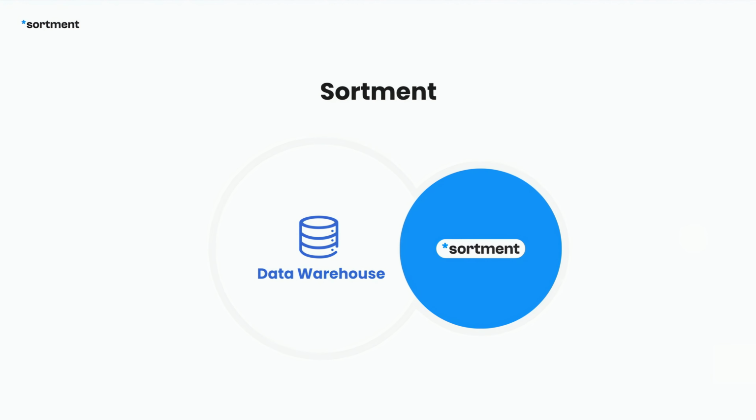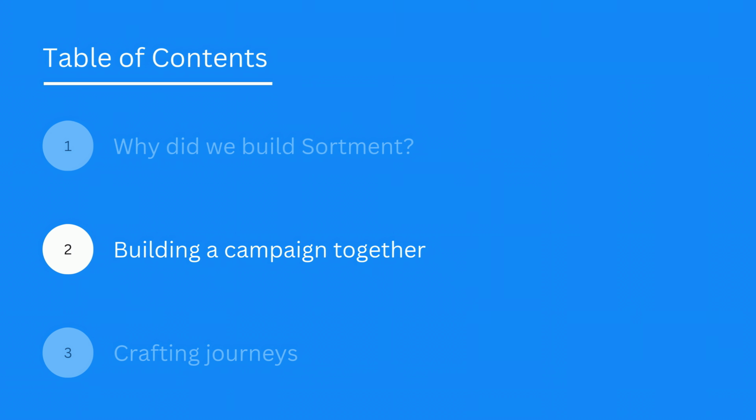First, you can experiment faster because you are not bogged down by engineering bottlenecks. And second, unlike before, when you are only using a fraction of the data, now you can use all of your data for better personalization. Now, having access to such a large amount of data in the first place may seem overwhelming, but rest assured the fundamentals remain the same. Let's build a campaign together right here in Sortment, and I'll show you just how simple it is.